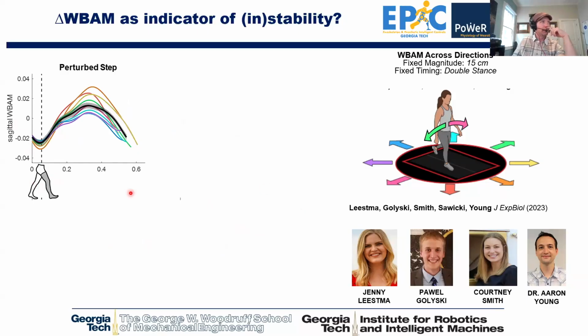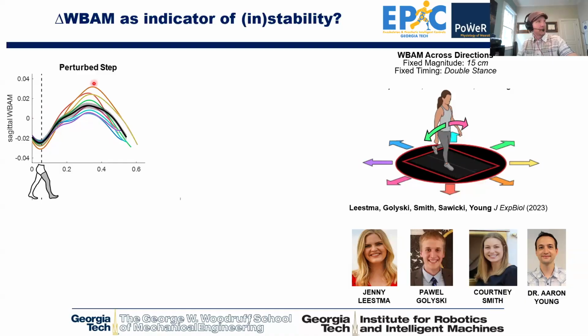This is in the sagittal plane. This is the whole body angular momentum. The black curve is what you would observe during a steady gait cycle. And the colored curves represent shifts in the angular momentum due to the perturbation, which is here at the vertical dotted line, due to different directions of the perturbation, which are color coded here, okay?